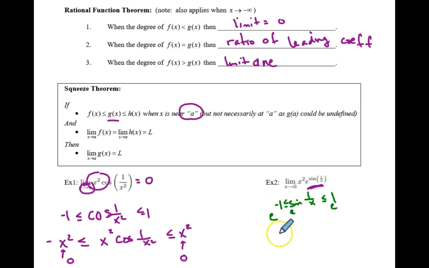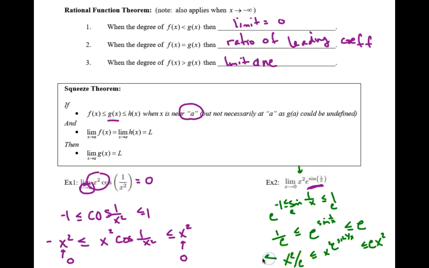So e to the negative 1 is actually 1 over e, and then I have e to the sine of 1 over x in the middle, and I have just e on the right. Well, now I'm going to have to multiply by that x squared. So I have x squared over e is less than or equal to x squared e to the sine of 1 over x, which is what we're trying to find the limit of, is less than or equal to e times x squared.